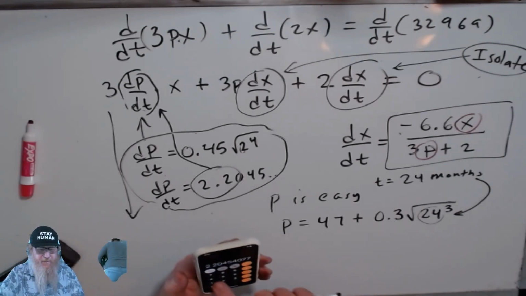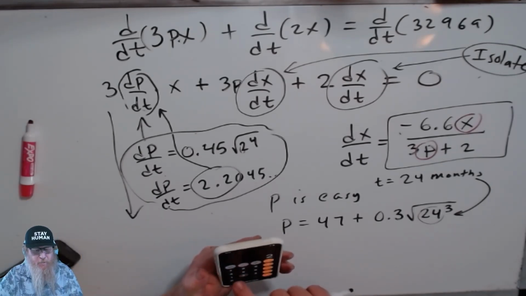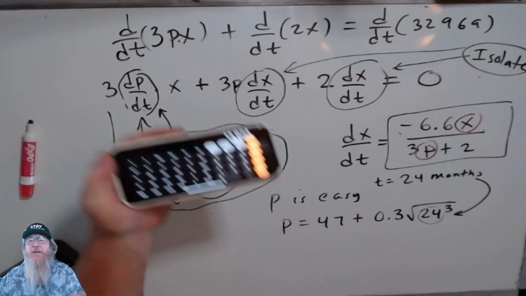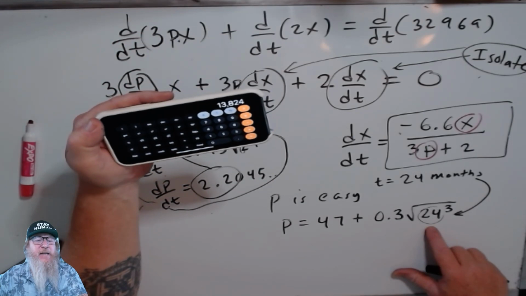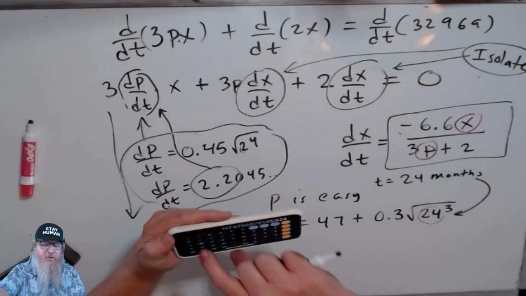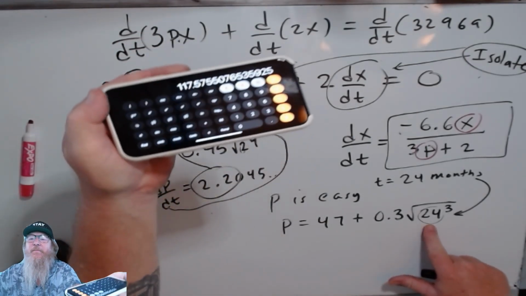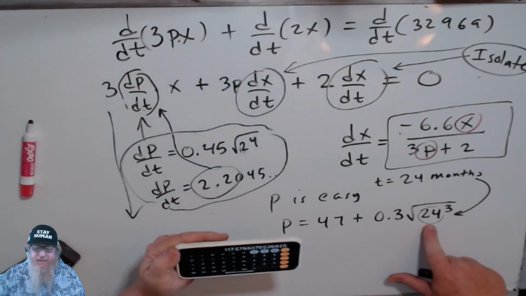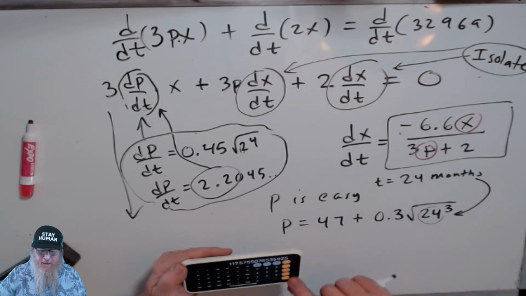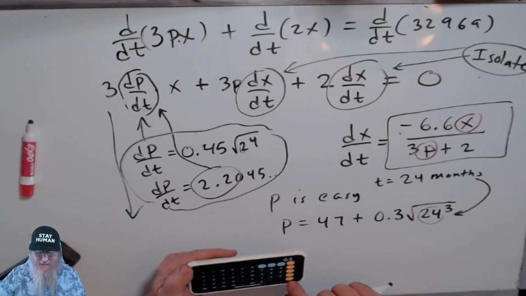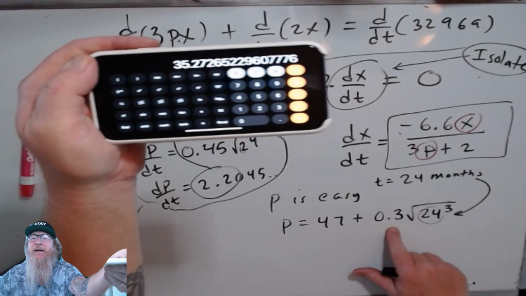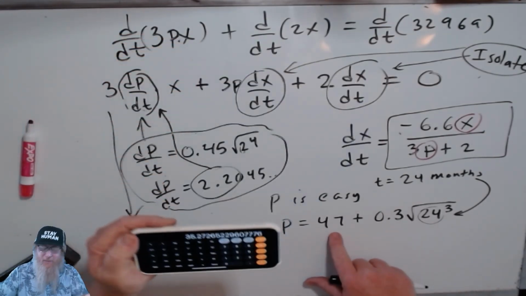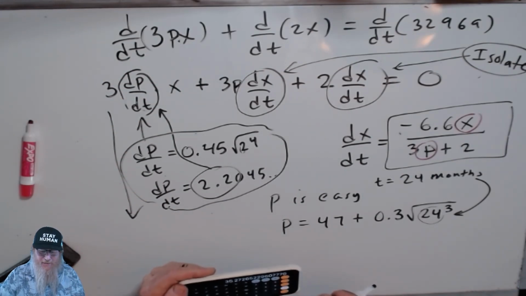So we've got 24 cubed. That's 13,824. Then we have the square root of that. That's 117.57. Then we got to multiply that by 0.3. Coffee maker just got really expensive. Yeah. And then plus the original $47 cost.